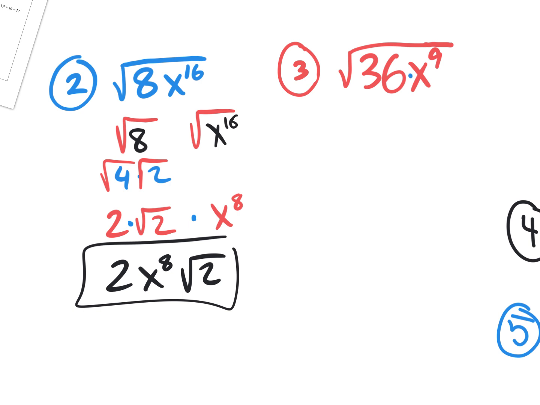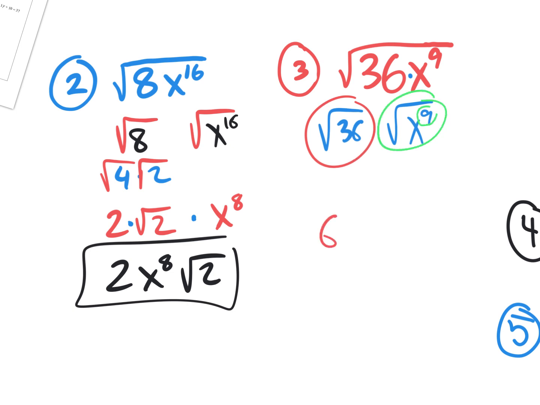You have 36 times x to the 9th. What do I do with the square root? Split them, right? Split them to each term that you're multiplying on the inside. So you're going to have the square root of 36 and the square root of x to the 9th. Well, the square root of 36, that's easy. What's that? 6, okay. And how about the square root of x to the 9th?